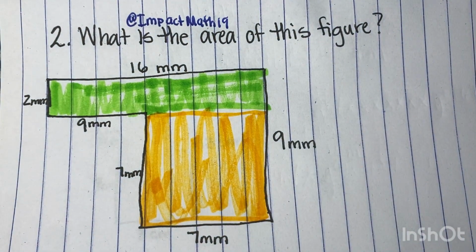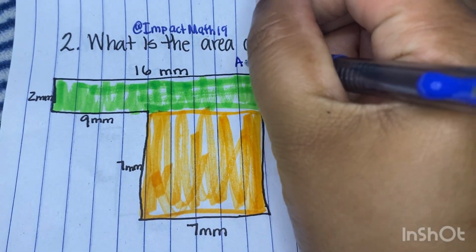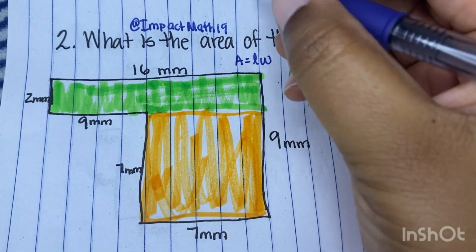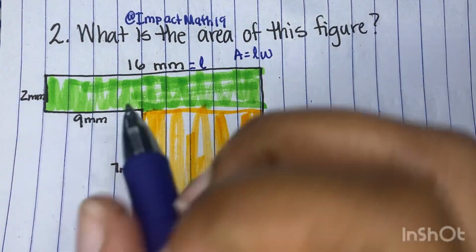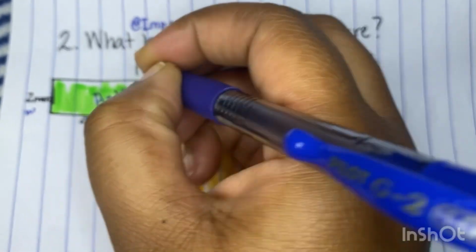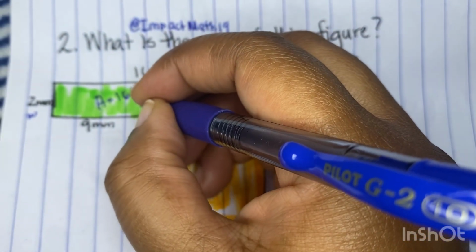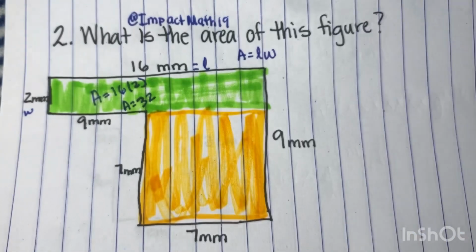So remember, area for a rectangle is length times width. And so 16 is our length. And then the 2 right here is going to be our width. So we'll do area equals 16 times 2. And 16 doubled is 32. Okay, so that's the area for our green.